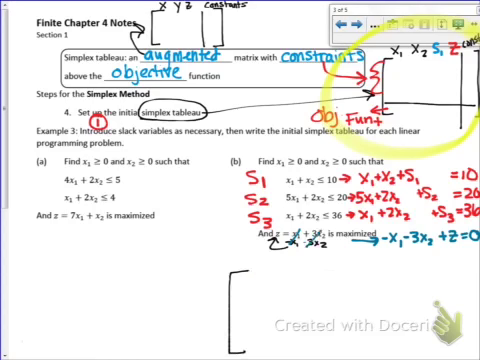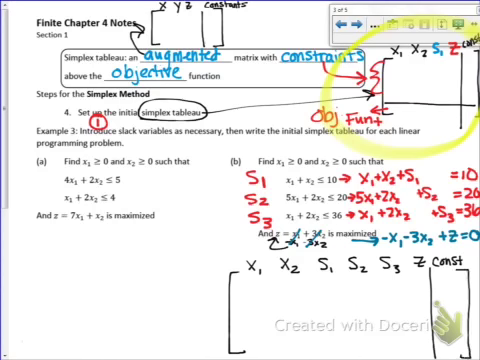Now be very careful here because you have a column for x1, you have a column for x2, okay, but then the very next thing you're going to see is s1, and then s2, and then s3 here. Don't forget that z is a variable, and then you have your vertical line, and then you're going to have your constants on the other side. Alright, and you're going to close up that matrix, and you're going to write everything in here.